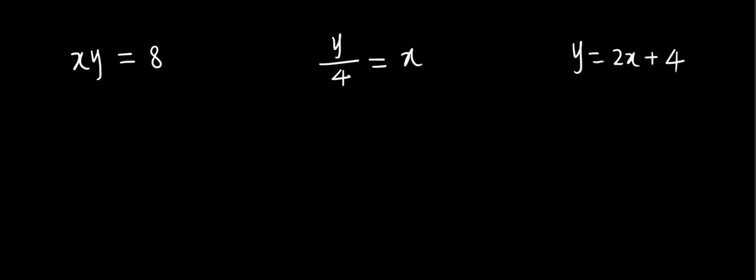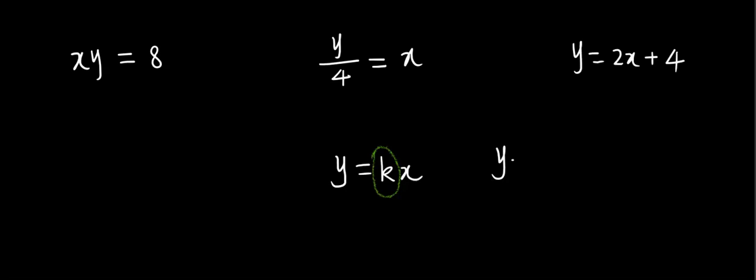Welcome to Algebra Practice. It is all about variation today. A long time ago, you learned direct variation. It has this form: y equals kx. We call this k the constant of variation.